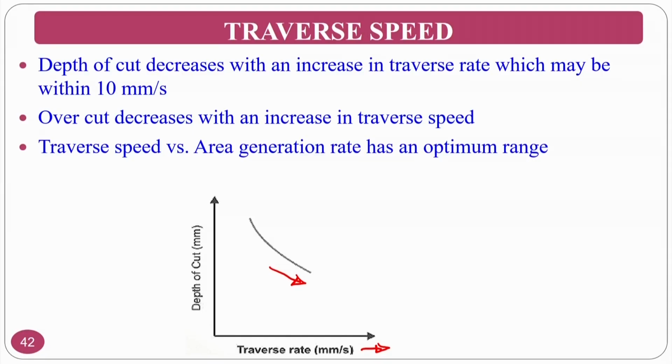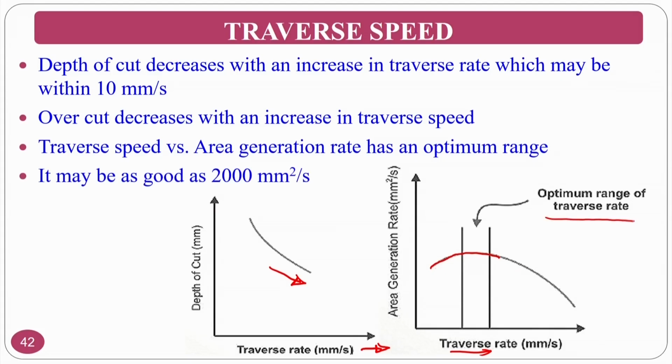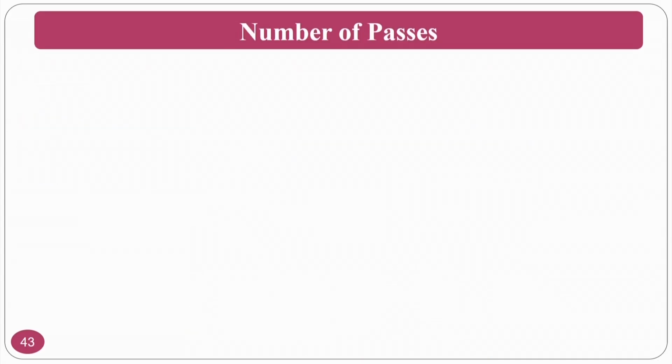So, traverse speed versus area generation rate has an optimum range. That means that if you see the traverse rate versus area generation, that is how much area you are cutting. Initially it will be less, gradually it will increase, then it will decrease. So, as an operator, you have to choose the optimum range of traverse rate, so that if you operate in this region, you are going to get more and more depth of cut.